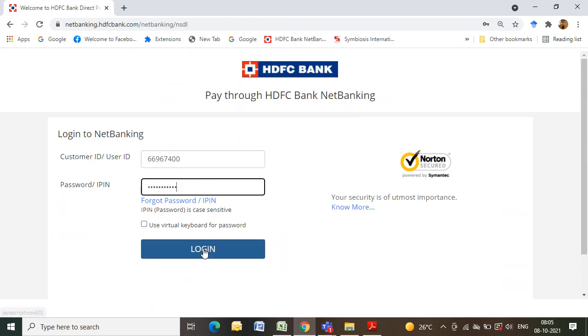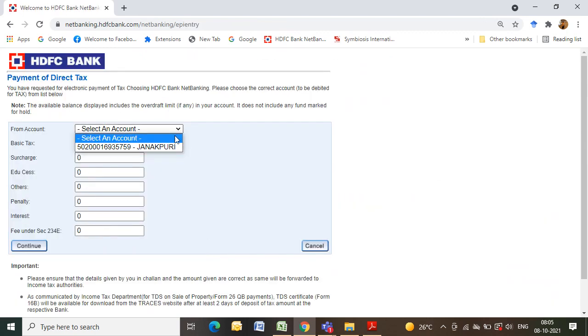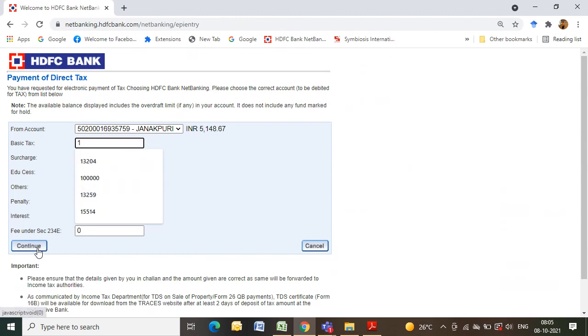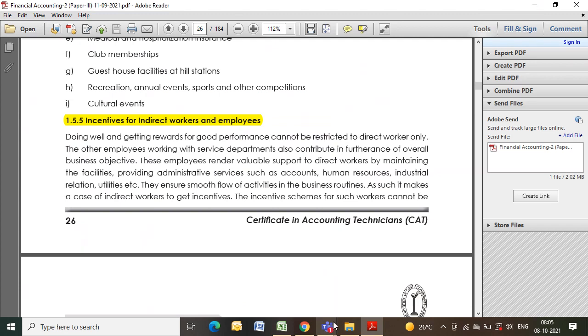So this is my account, and I put that detail, and let us say I put rupee 1 here, and I continue. So whatever amount it is, it will generate a challan, and I will be able to make that payment. So this is how the payments are done as far as TDS is concerned.